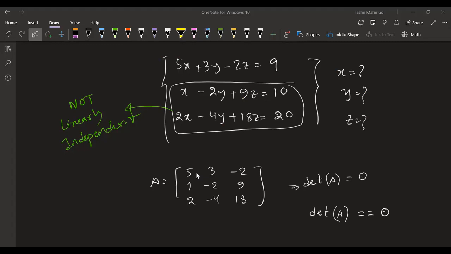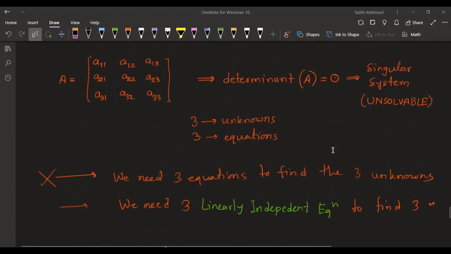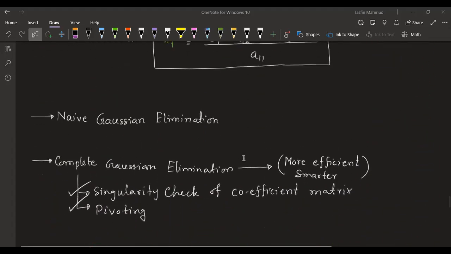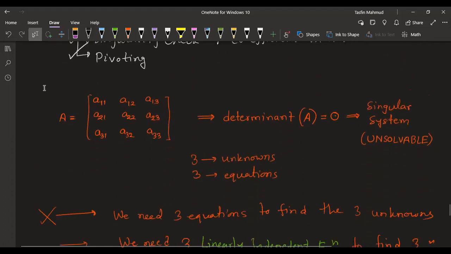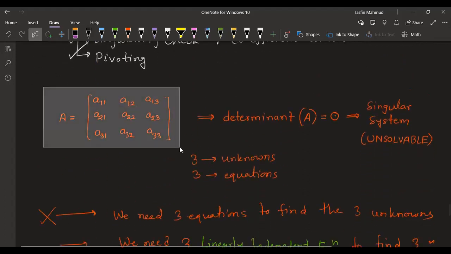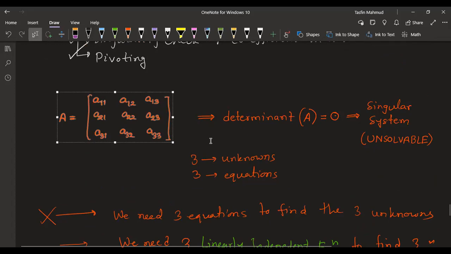That's why we are calling these methods smarter. We are calling the complete Gaussian elimination a smarter approach, because if I see that the determinant of the coefficient matrix is 0, then I will stop there instantly. I will not try to solve anything.